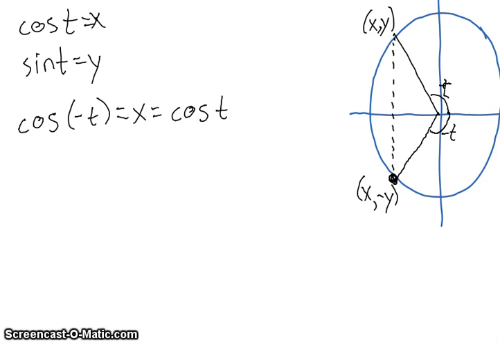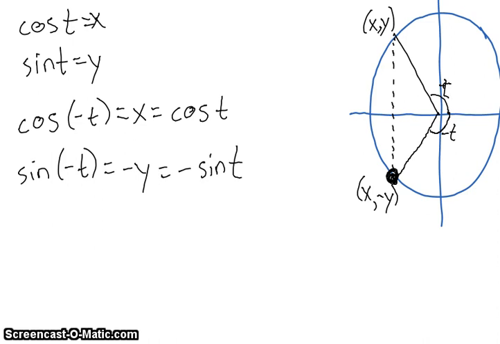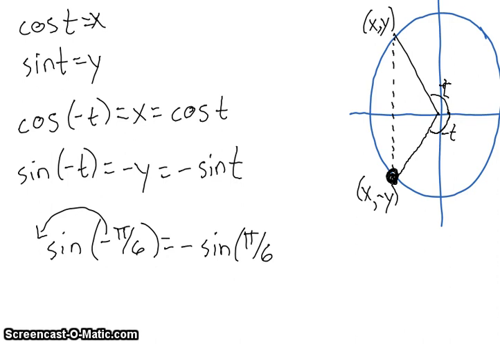Sine is a little more finicky. If you look at the sine of the angle negative t, that's going to be the y coordinate of my point down here, and that's negative y, which is negative the sine of t. So often we think about this as being able to pull out a negative sign from the sine function. So for example, if you want the sine of negative pi over 6, you can basically pull the negative out in front, and it's negative sine of pi over 6. Okay? If you want to do the same thing with cosine, you just forget the negative. So the cosine of minus pi over 6 is just the cosine of pi over 6.